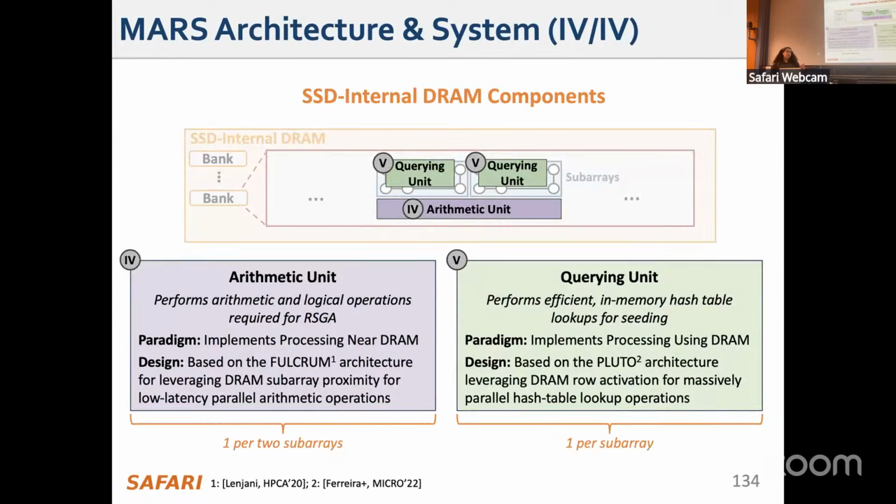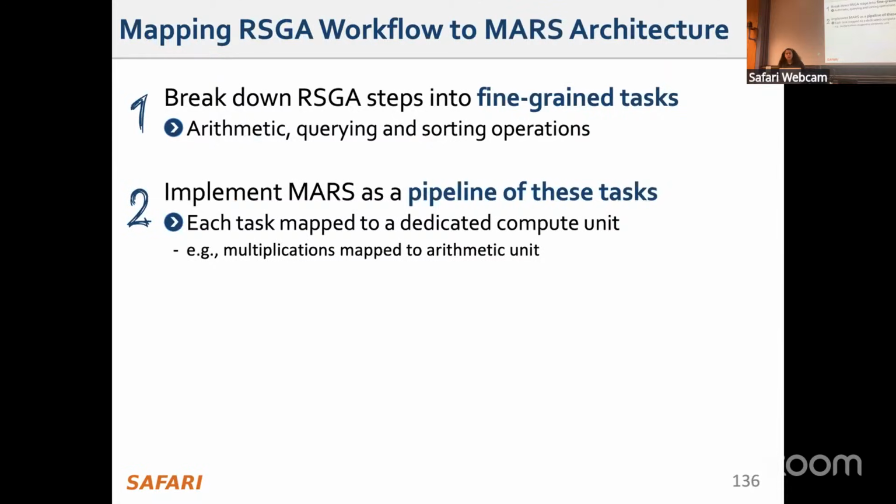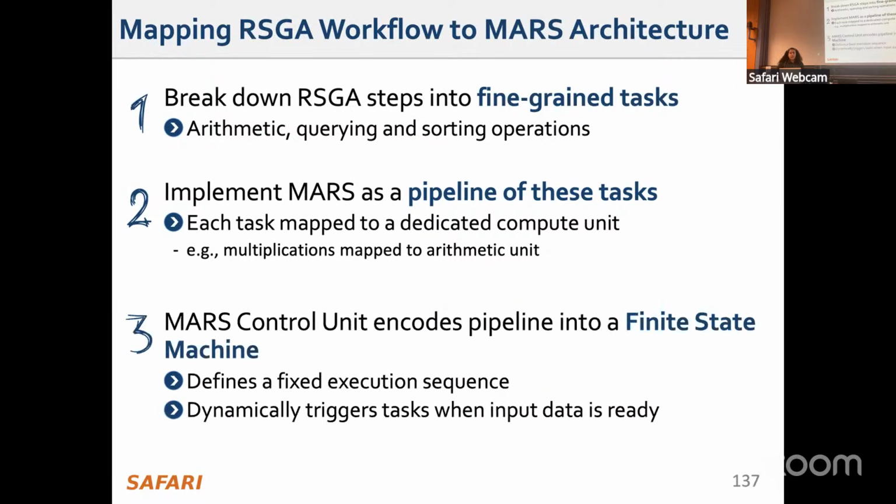So we looked at different capabilities and different tasks, and then we need to map this pipeline to this architecture. So we break down RSGA steps into fine-grained tasks of arithmetic, querying, and sorting operations, and implement Mars as a pipeline of these tasks, and each of them is mapped to a dedicated compute unit. And its control unit encodes a pipeline and enables this execution flow with a finite state machine. And basically it signals how each of these tasks needs to move through this substrate.